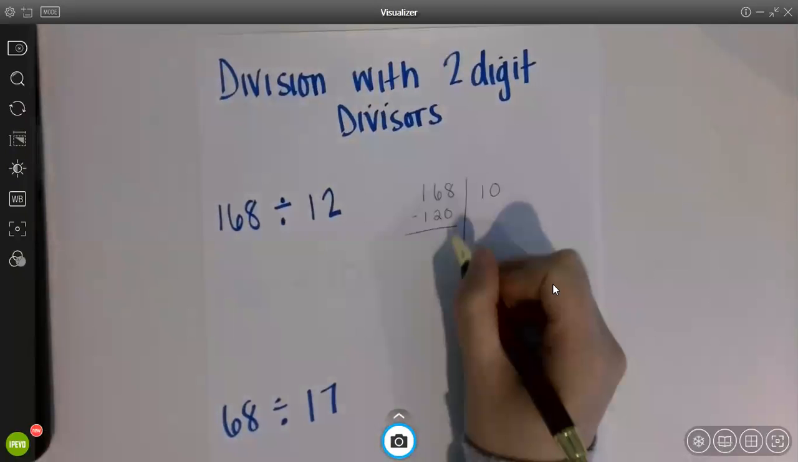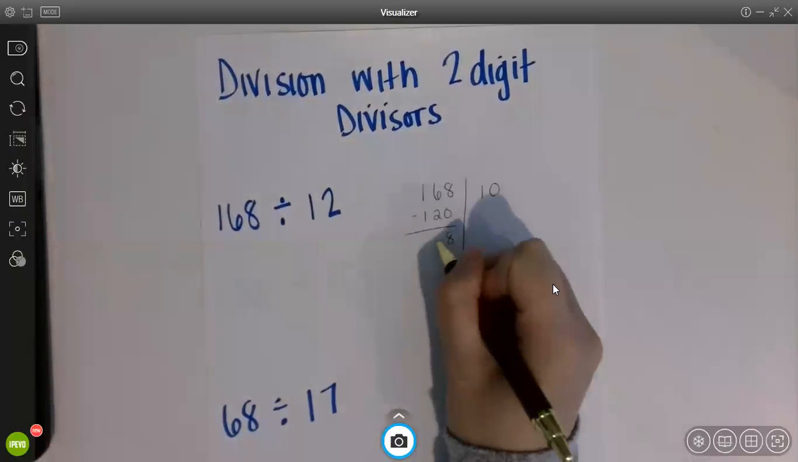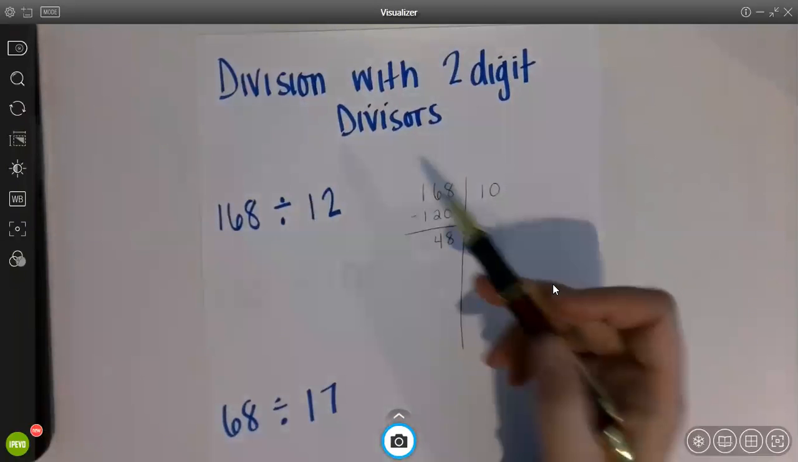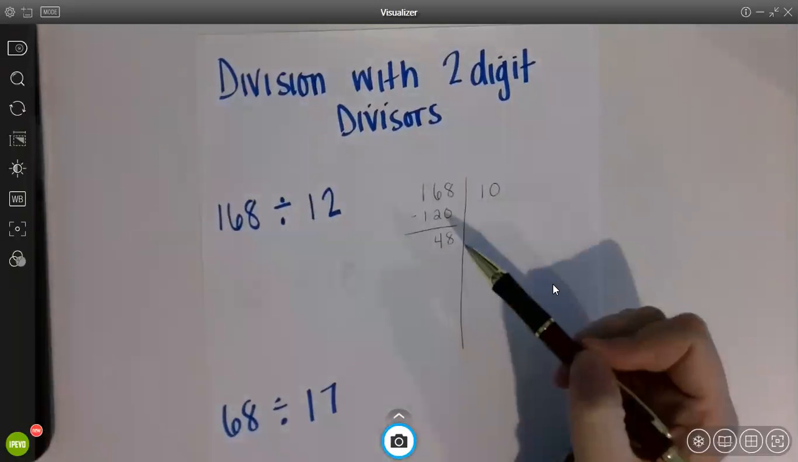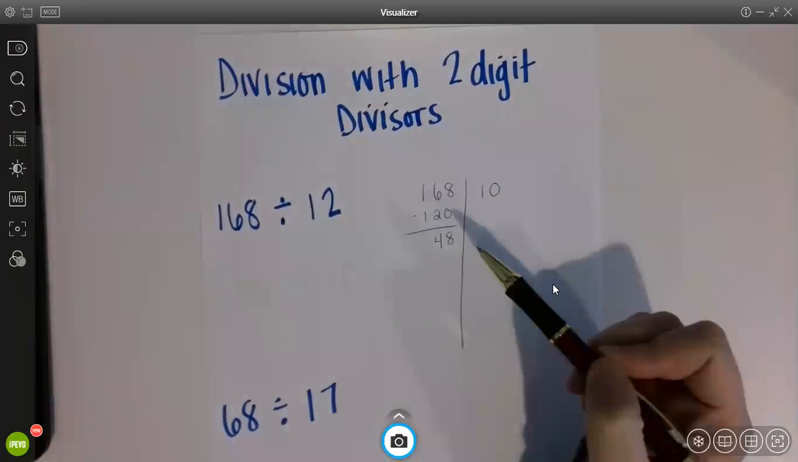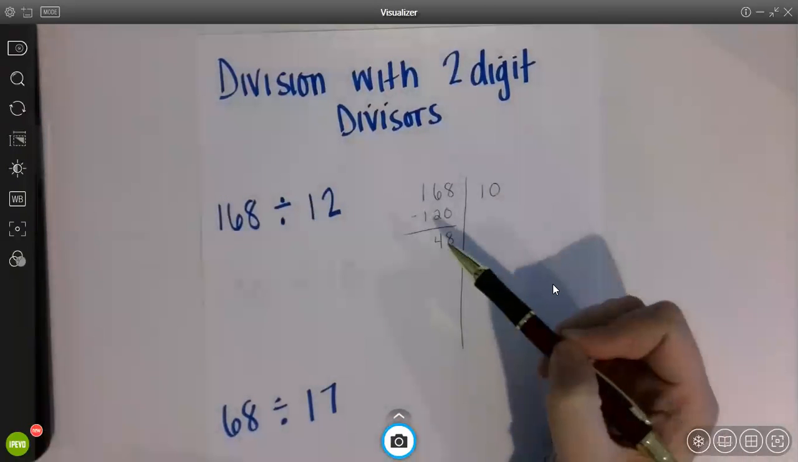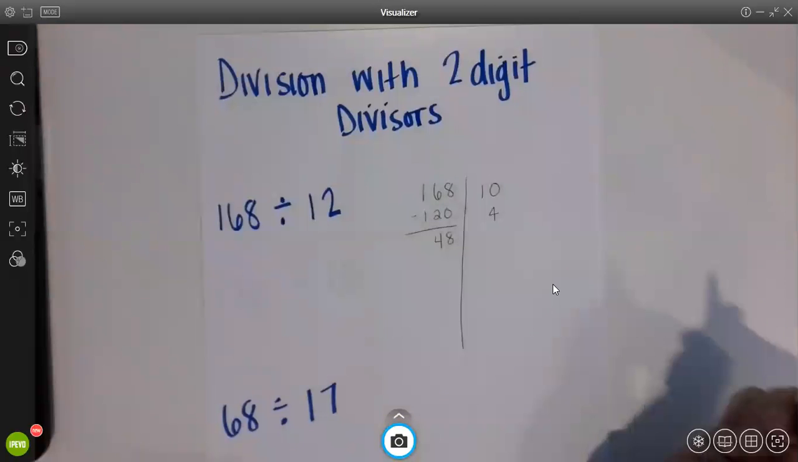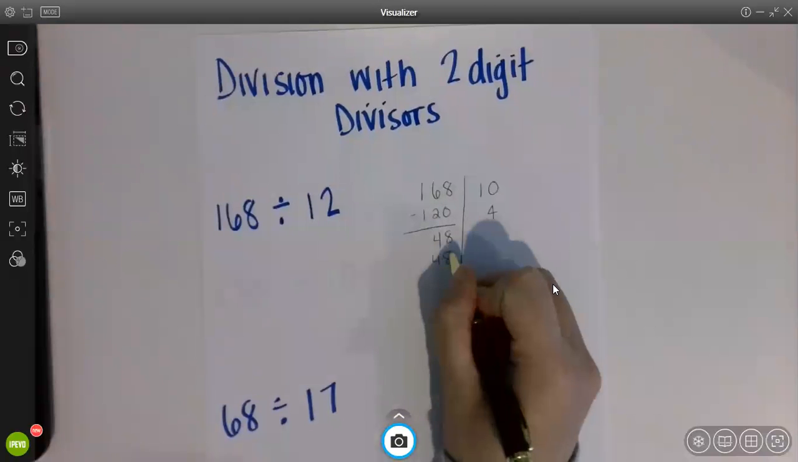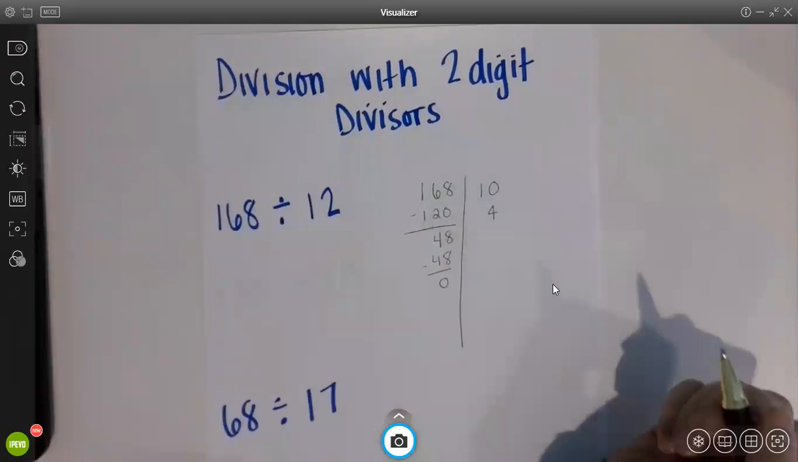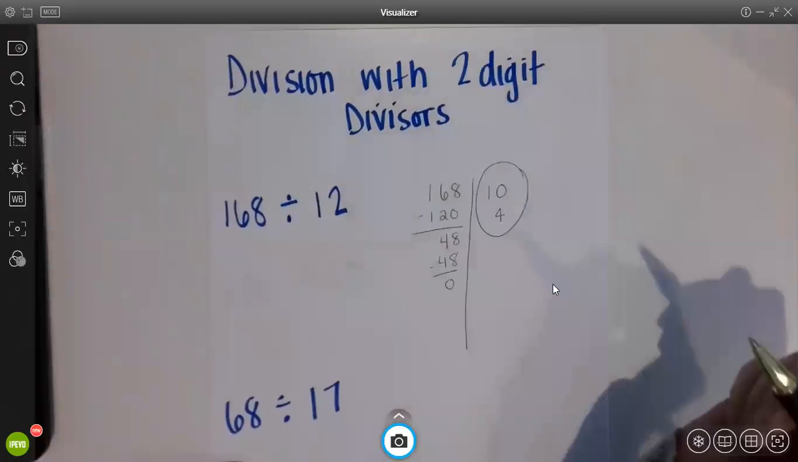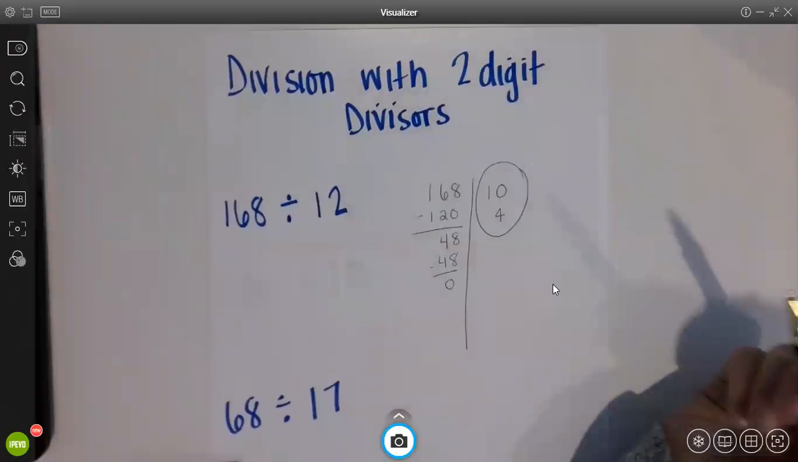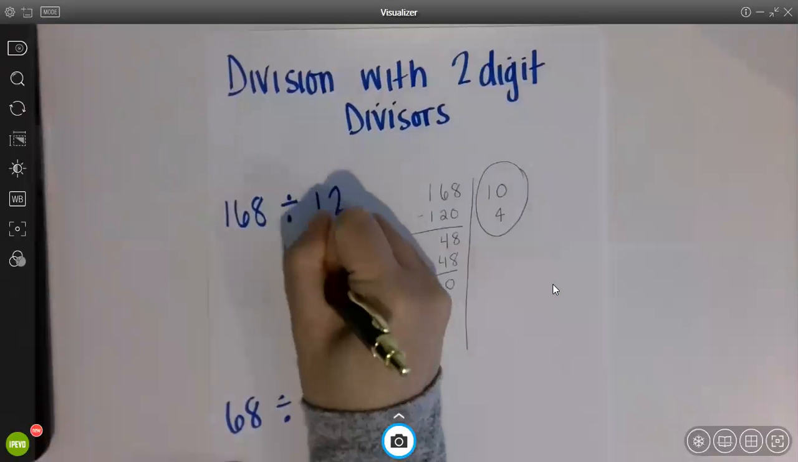So 8 minus 0 is 8, and 6 minus 2 is 4. I'm left now with 48. And I need to think to myself, how many 12s are in 48? I know that because of my multiplication facts. For this one, I know that there are 4 12s in 48. So I'm going to put the 4 over here. And 4 12s is exactly 48, so I have no remainders. The answer to this problem is whatever this adds up to. In this case, 10 and 4 is 14. So the answer here is 14.